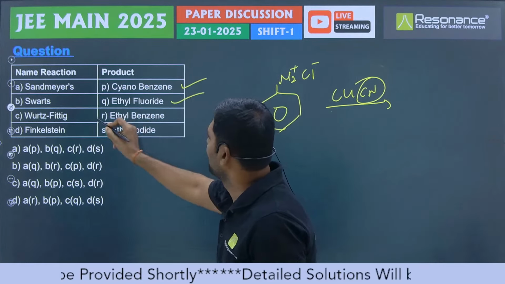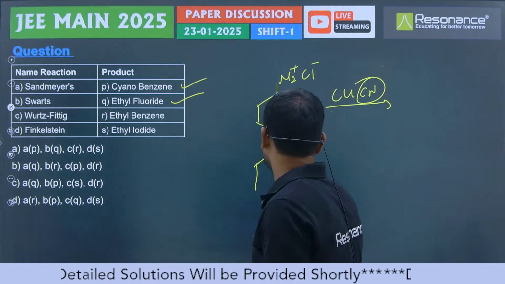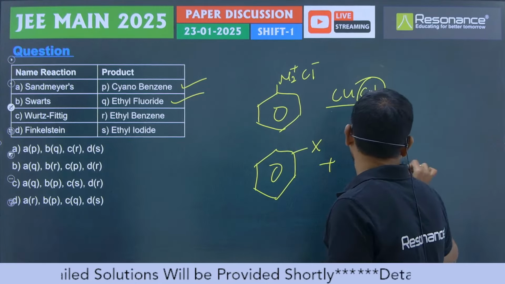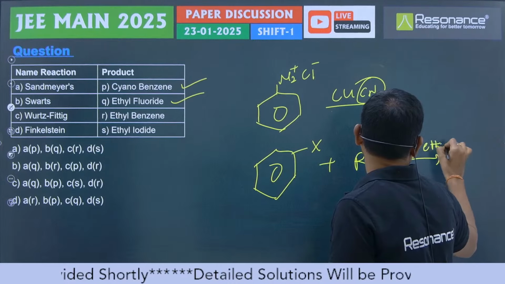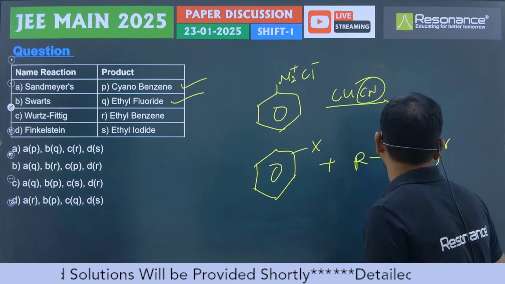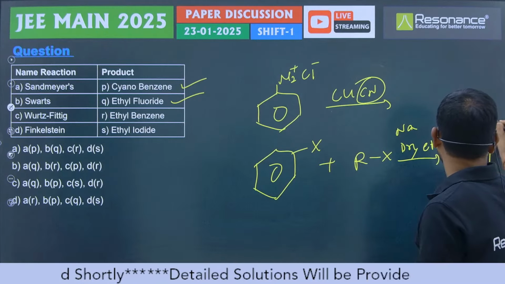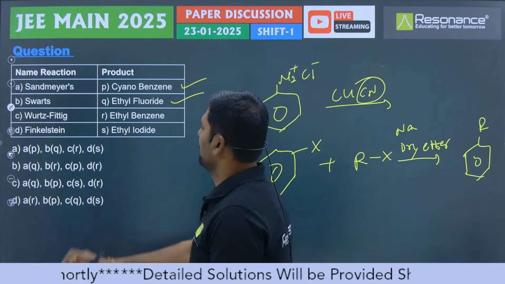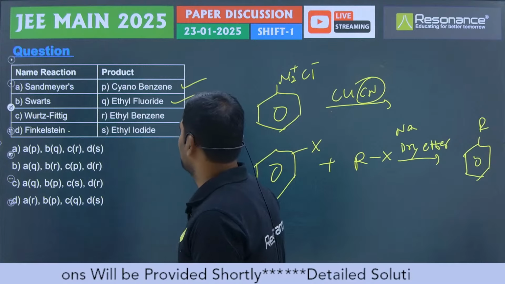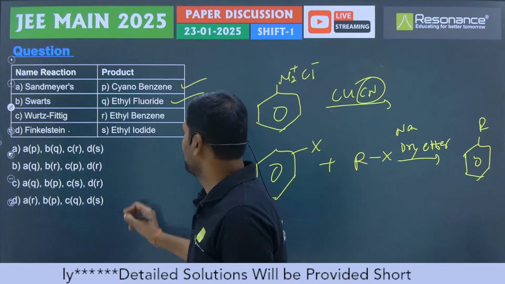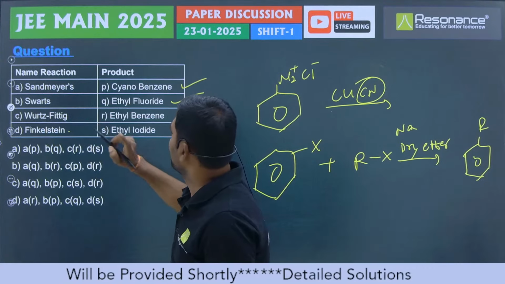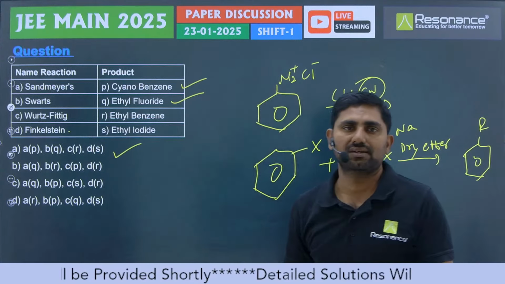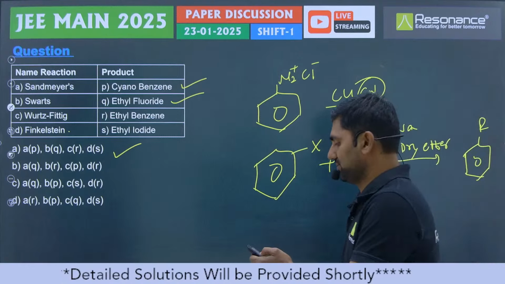B is Q. Wurtz-Fittig reaction. So that is benzene halide plus RX in presence of sodium and dry ether. We can expect the answer is alkyl benzene. So ethyl benzene is the Wurtz-Fittig reaction. Finkelstein reaction is iodine exchange. So D is S. Next, A is P, B is Q. We can get the answer 1. We expect the answer is 1. Got it? Next.